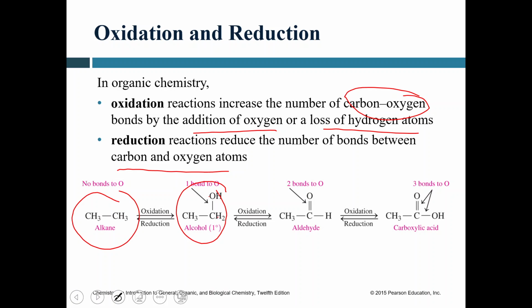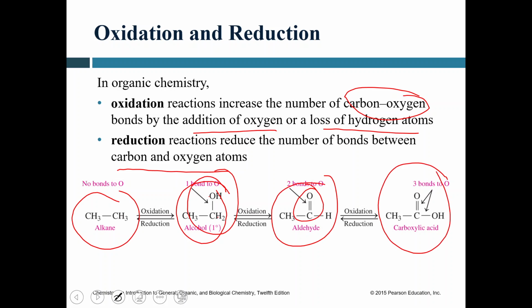When alcohol is oxidized, it will produce aldehyde. So now you can see that the number of carbon-oxygen bonds is doubled compared to the alcohol. When aldehyde is oxidized, it produces carboxylic acid. Here you can see that carbon forms 3 bonds with oxygen compared to only 2 in aldehyde.